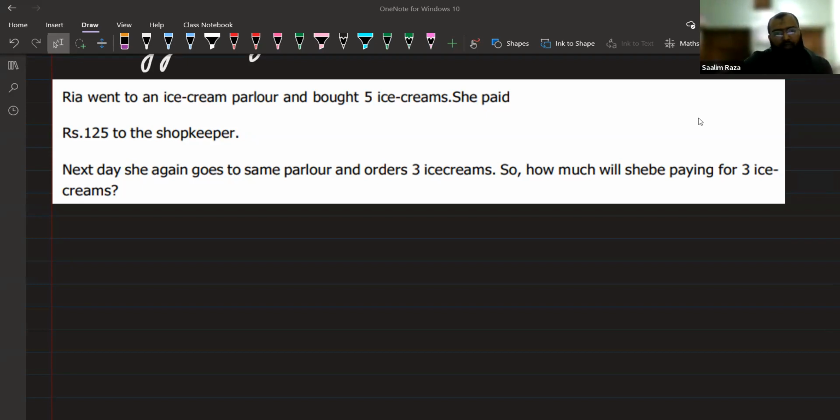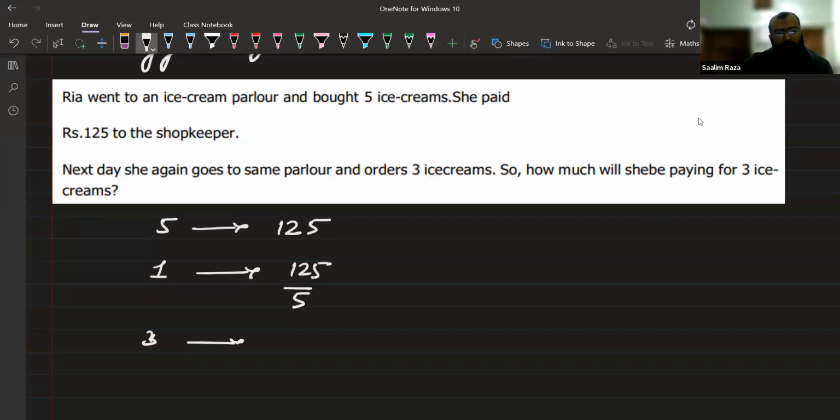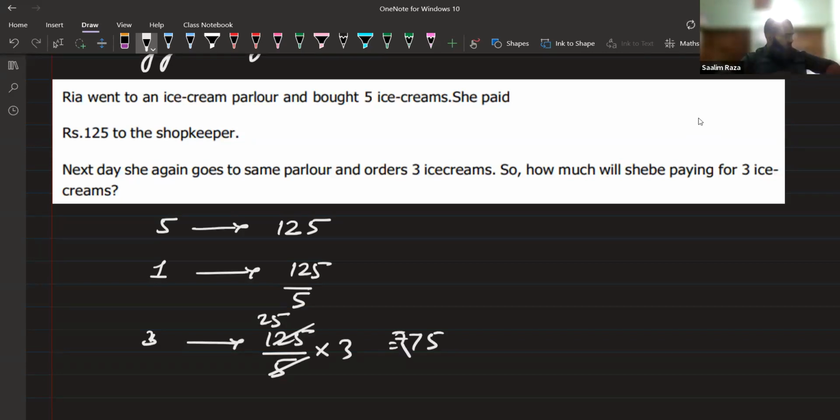It is saying that for 5 ice creams, it required 125 rupees. That means for one ice cream, it would require 125 upon 5. And for 3 ice creams, it will require 125 upon 5 into 3. This will be equal to 75 rupees. Okay. So this is something that I needed all of you to fully understand.